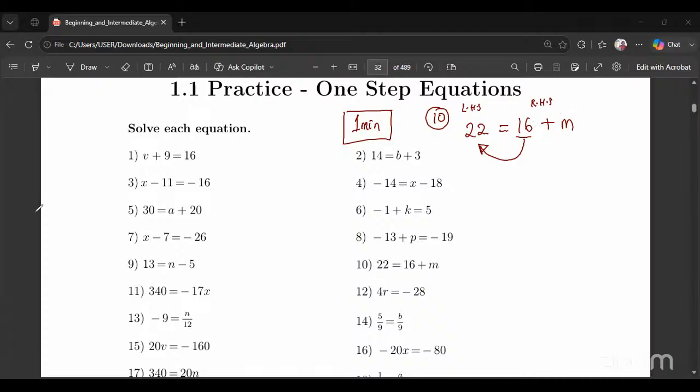Okay? So doing that, you subtract 16 from both sides. So you have negative 16 and negative 16 over here. So we have in the right-hand side, 16 minus 16 will give us 0. So we're just having m all by itself, right? We're just having m all by itself. That's the reason why we are taking 16 from the right-hand side to the other side of the equation, okay?